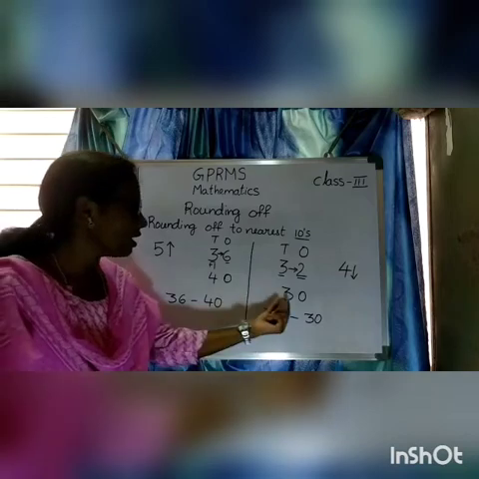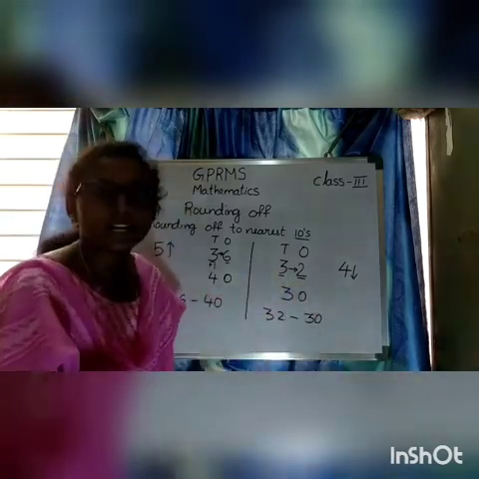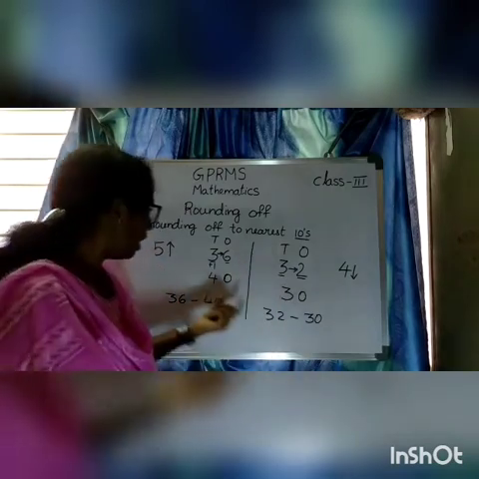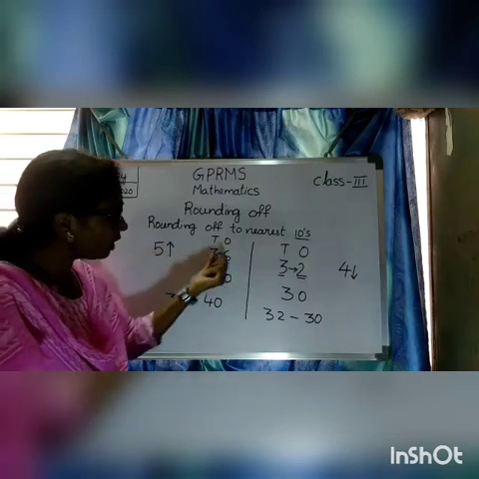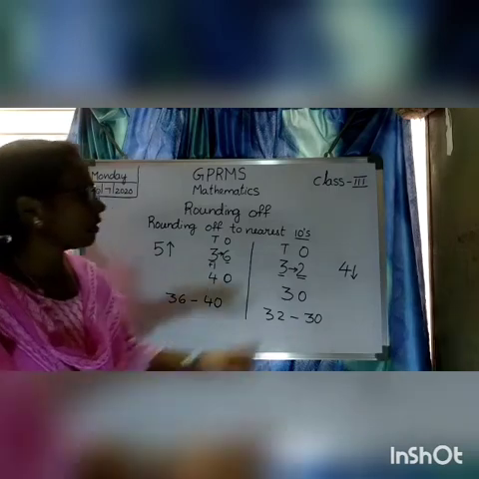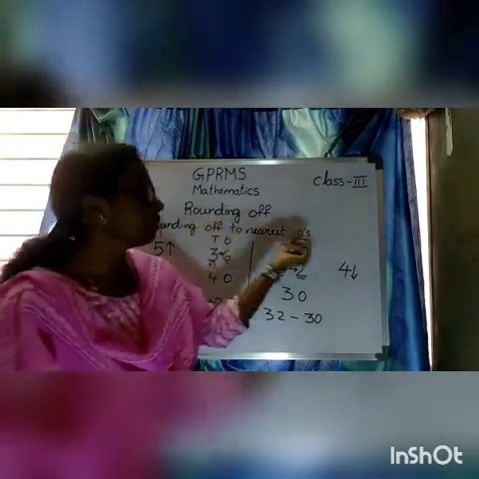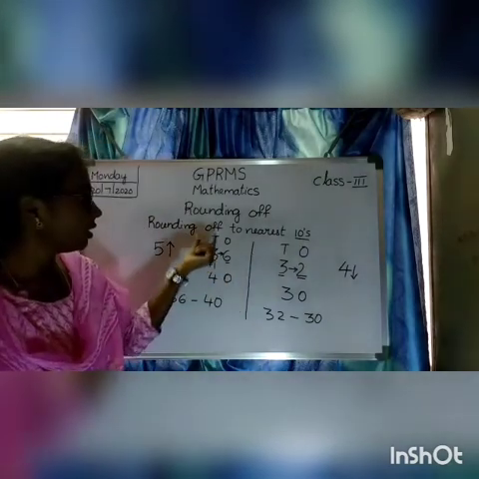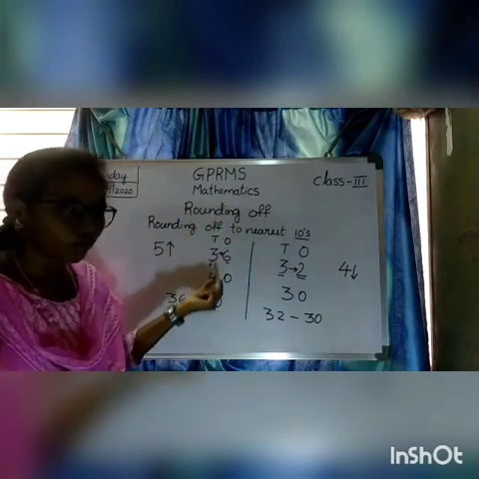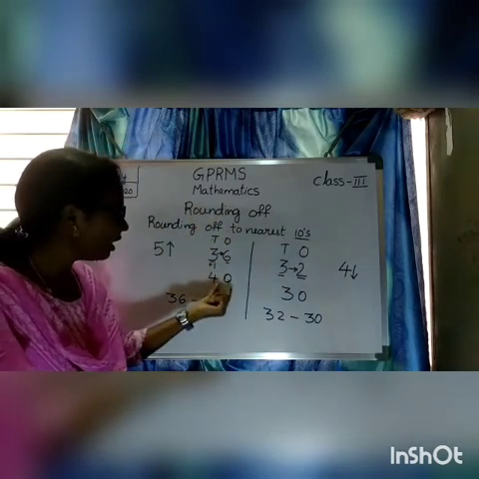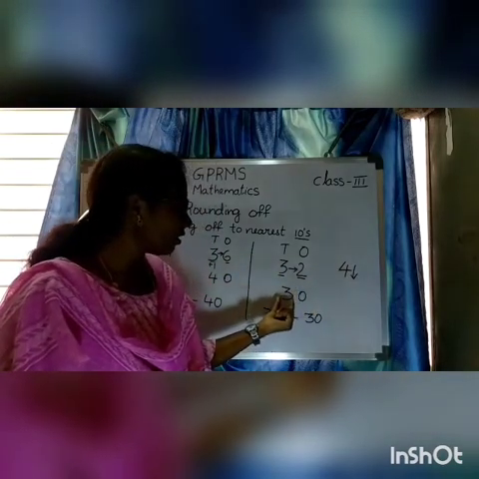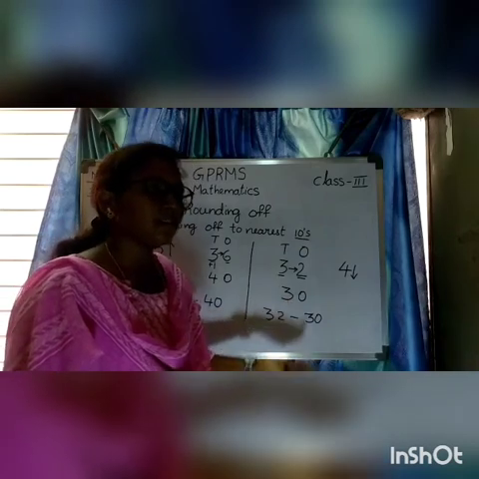Here 3 will remain as 3 only. Understood, children? It doesn't change. With 4 or less, it doesn't change, and keep 0 in the digit which is right to it. And if 5 or more, keep 0 in the ones place and add 1 to the tens place. We are rounding off the number to the nearest tens. So if 5 or more, keep 0 and add 1 to the tens place. If 4 or less, keep 0, and the digit in the tens place remains the same.